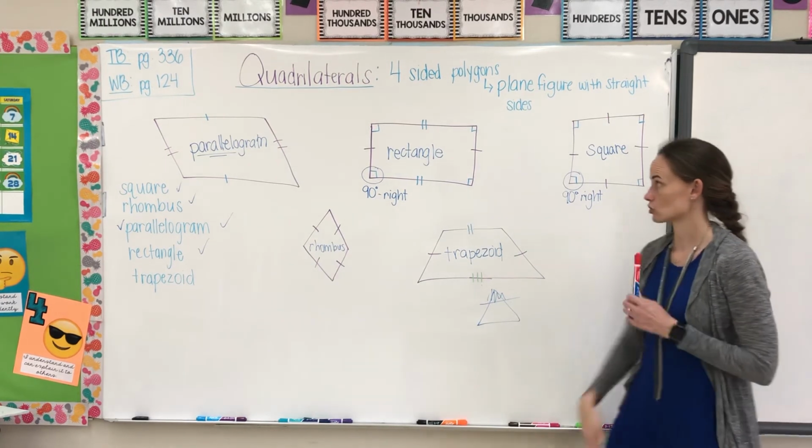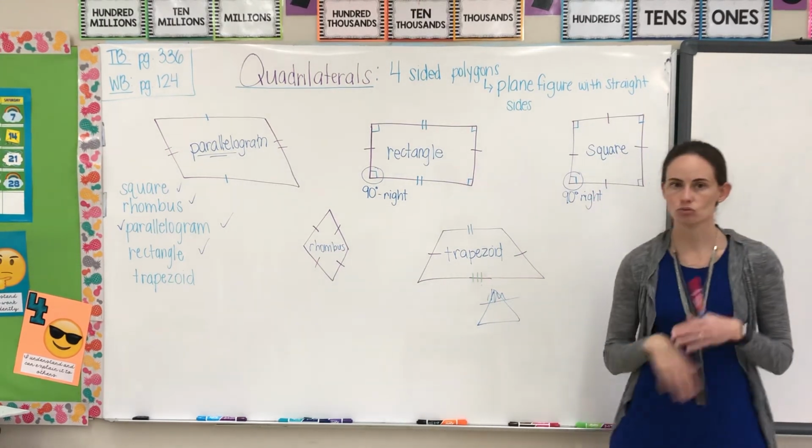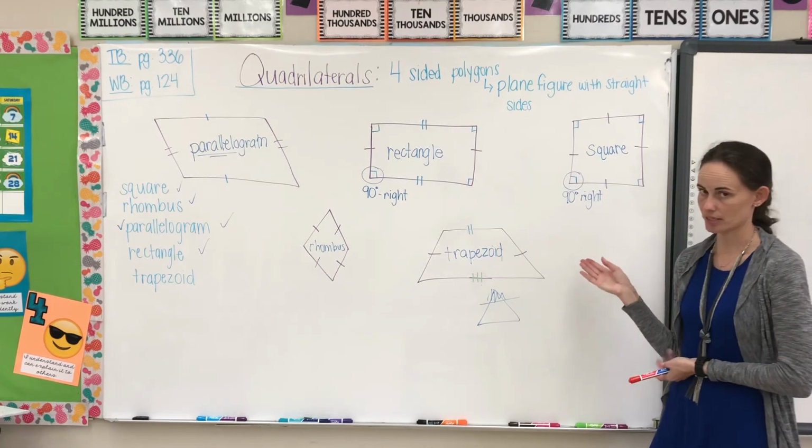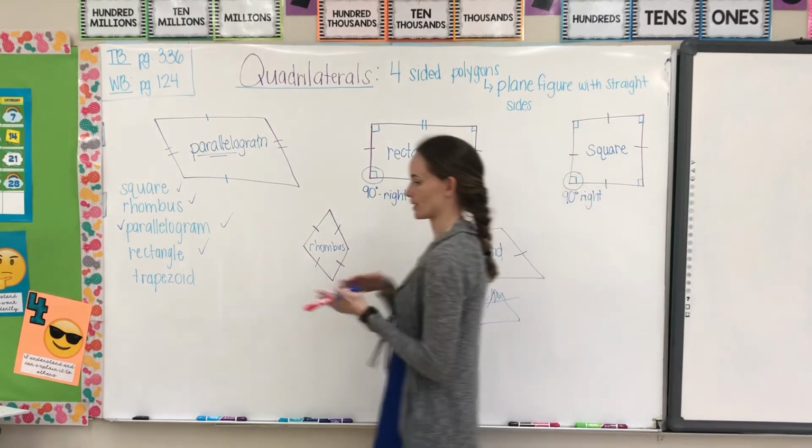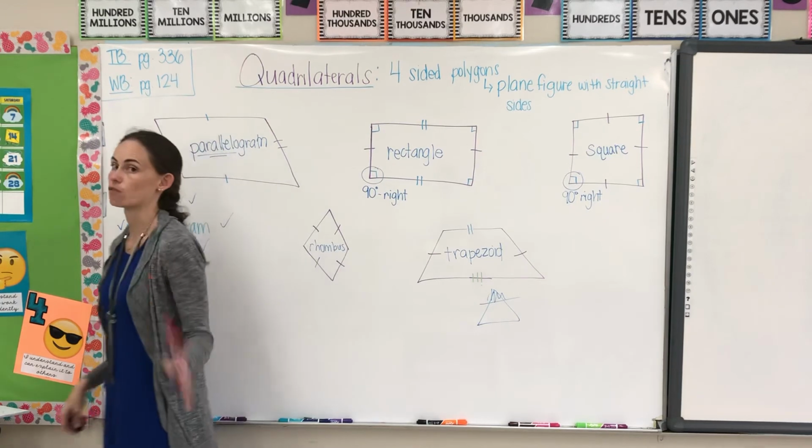Okay, so these are the quadrilaterals, which are a type of polygon, which are flat figures, plane figures that have 4 sides.